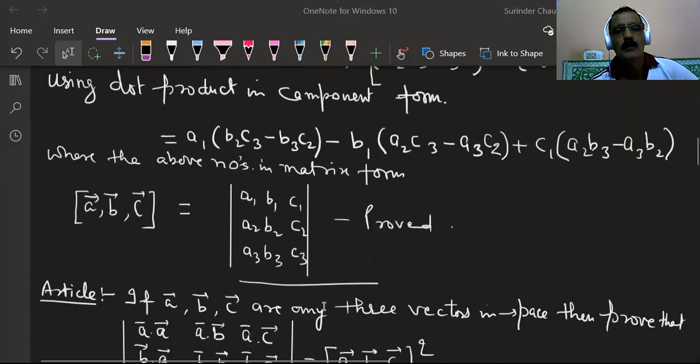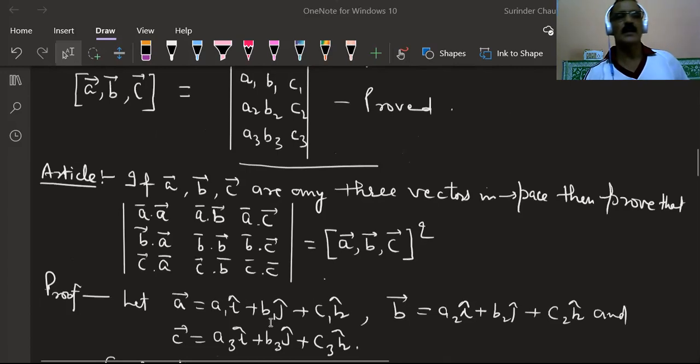Hence, now the next article. If A, B, C are any three vectors in space, then prove that the determinant of A dot A, A dot B, A dot C, B dot A, B dot B, B dot C, C dot A, C dot B, C dot C is equal to the square of the scalar triple product of ABC.